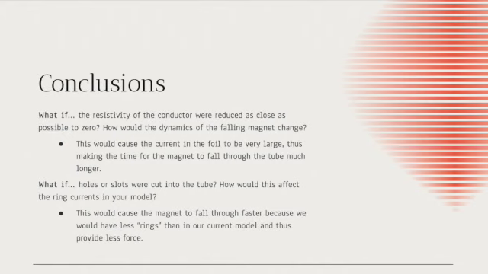To conclude, what if the resistivity of the conductor were reduced as close as possible to zero? How would the dynamics of the falling magnet change? This would cause the current in the foil to be very large, thus making the time for the magnet to fall through the tube much longer. Next, what if holes or slots were cut into the tube? How would this affect the ring currents in the model? This would cause the magnet to fall through faster because we would have fewer rings than in our current model and thus less force.